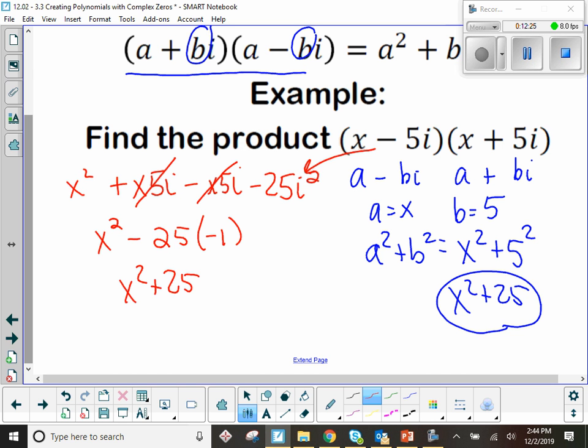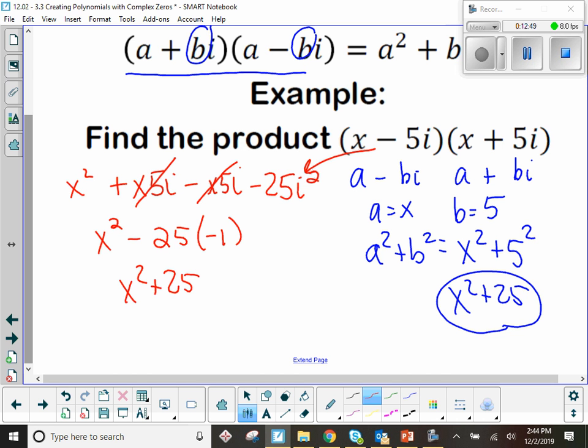So that's what this shortcut rule is doing for you. It's bypassing that step where the middle terms cancel out. That will happen every single time as long as you're multiplying conjugates. And the reason it'll be plus every time is because this will be a negative times a negative. So that's why you can do this shortcut.